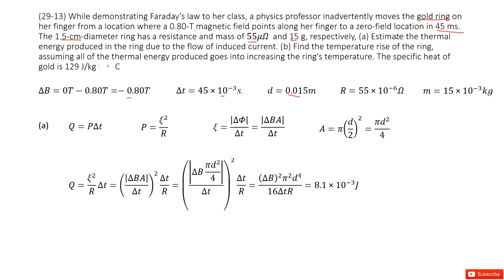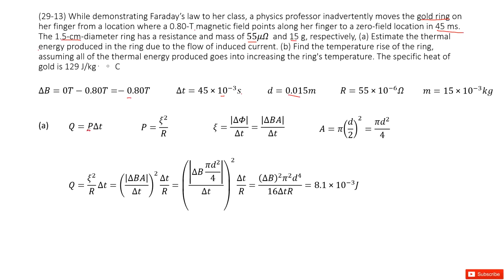First one, we need to find the thermal energy produced in the ring due to the flow of induced current. So now we need to find the induced energy. That is easy, right? So induced energy, as we talked about, should be the power times the time taken. Agree? Yes. So the power times delta T. This is the total energy. The magnetic field is just given for the ring, the loop. So next one, delta T is given.